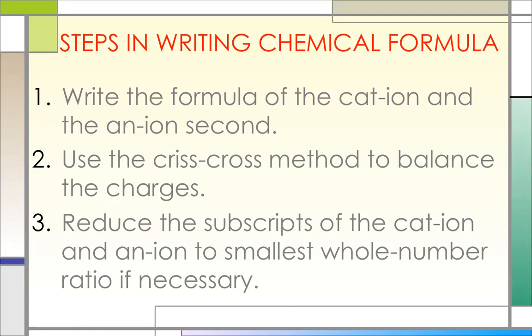But if we could no longer reduce the whole numbers to a smaller ratio, therefore that is already correct. But I remind you, class, way back when we were in college, as I told you earlier, even without reducing to the smallest whole number ratio, the formula was still considered correct. But now, as agreed by the IUPAC, you have to reduce to the smallest whole number ratio if necessary.